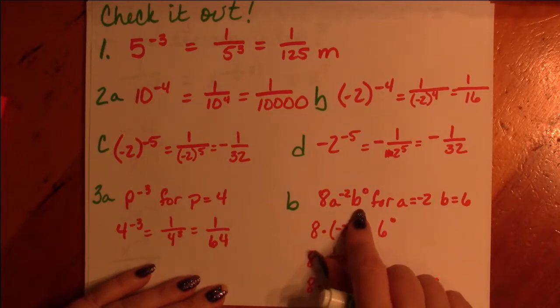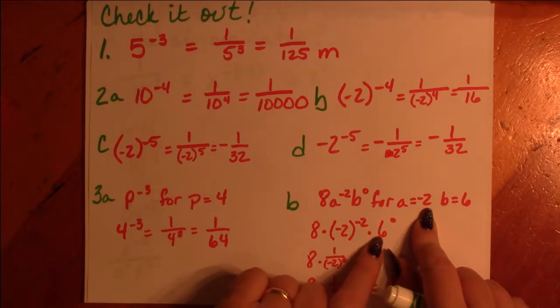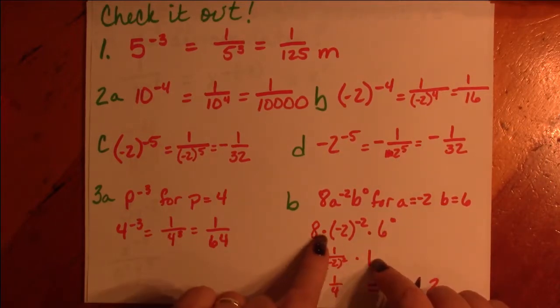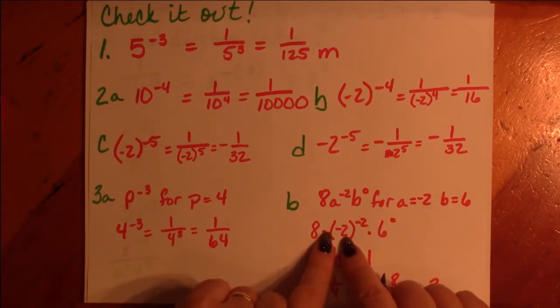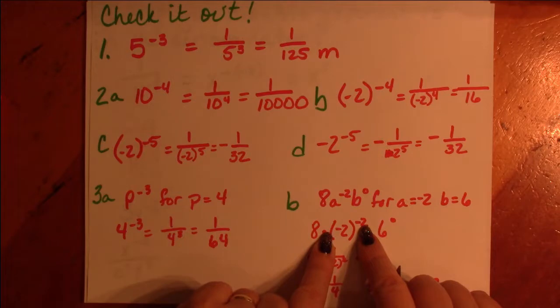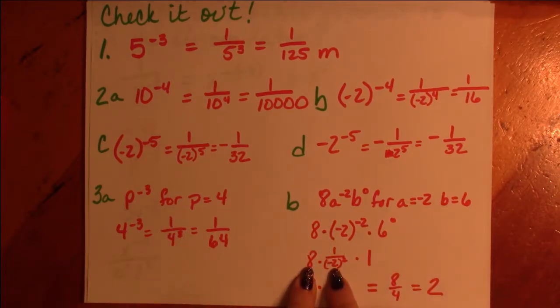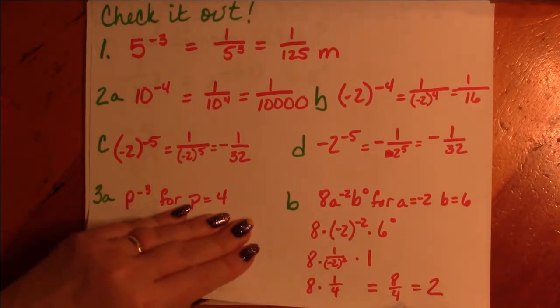3b, 8a to the negative 2, b to the 0 for a equals negative 2, and b equals 6. Well, b to the 0 is 1, so we can ignore it. And negative 2, because that's everything that a is, negative 2 to the negative 2 power is 8 times 1 over negative 2 squared, which is 1 over 4, and 8 over 4 equals 2. Please ask me if you have any questions.